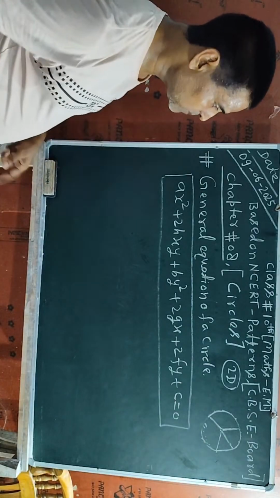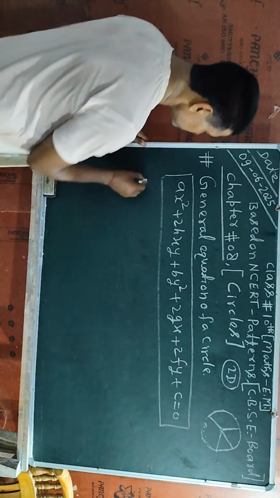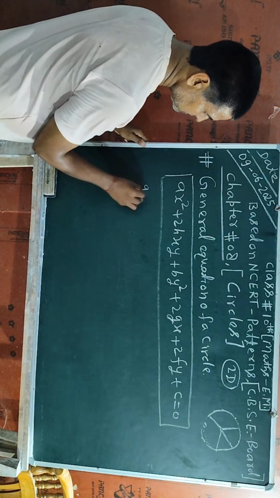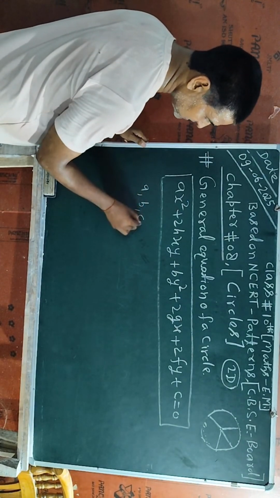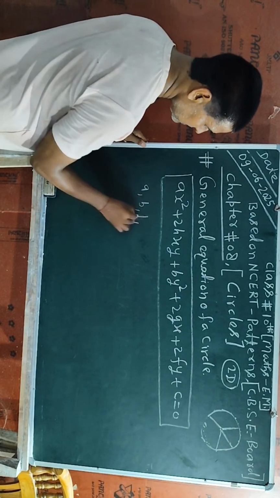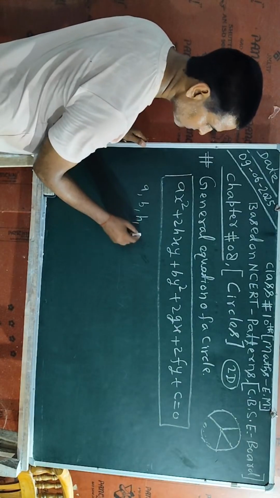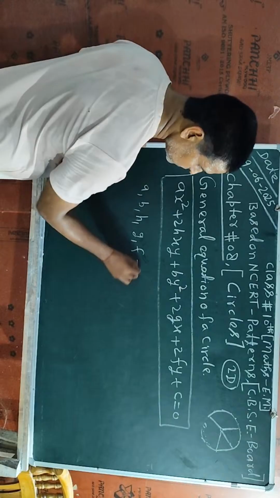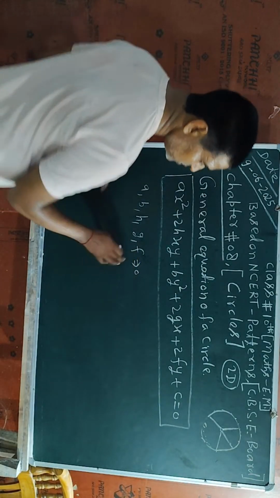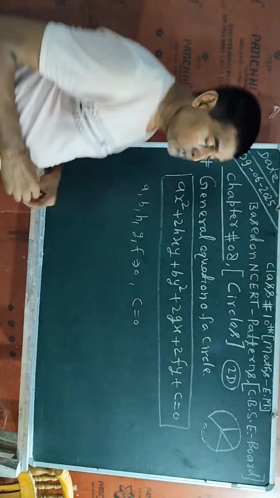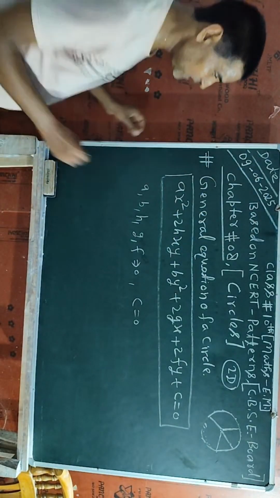So if I substitute the values of a, b, c, h, g, f is equal to 0, if I find its value 0, then I will get c is equal to 0. So that will explain the point.